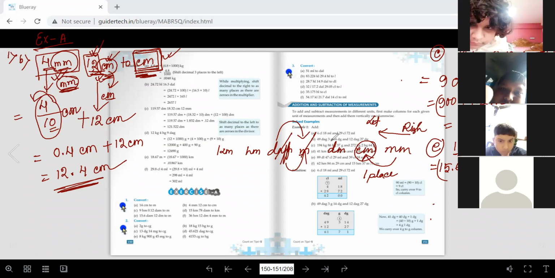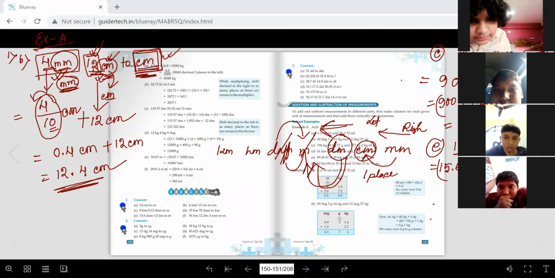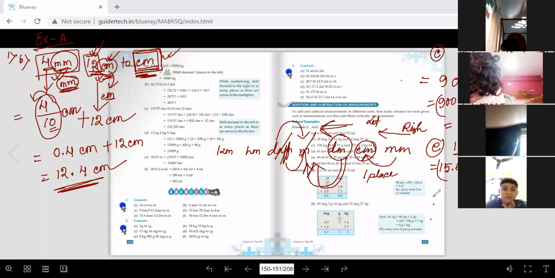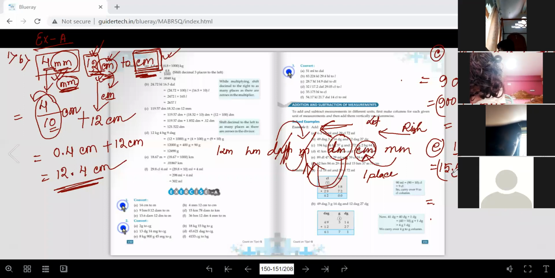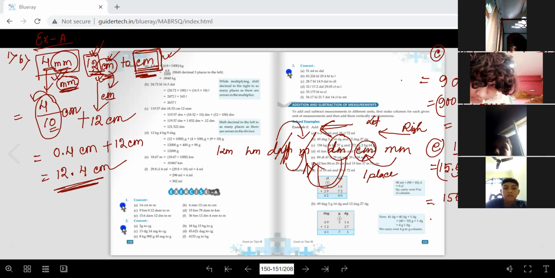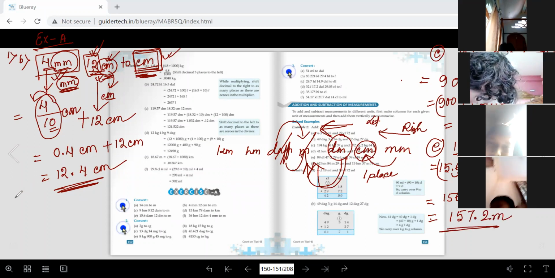12 decimeter to meter. Look, decimeter is here. Decimeter to meter, that means right to left. So division or multiplication? Division by 10, only one place. So this decimal point will move one place to the right side. It will be 156 meter plus 1.2 meter. Now add them: 157.2 meter. Correct.